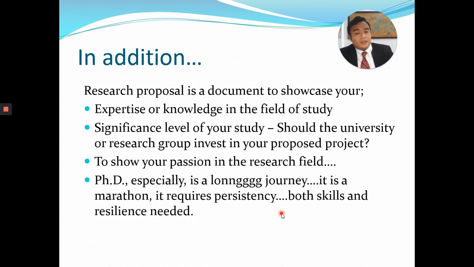And in addition, a research proposal is a document to showcase your expertise or knowledge in the field of study, the significance level of your study, should the university or research group invest in your proposed project, to show your passion in the research field. And PhD, especially, is a long journey. It is a marathon. It requires persistency. Both skills and resilience are needed.